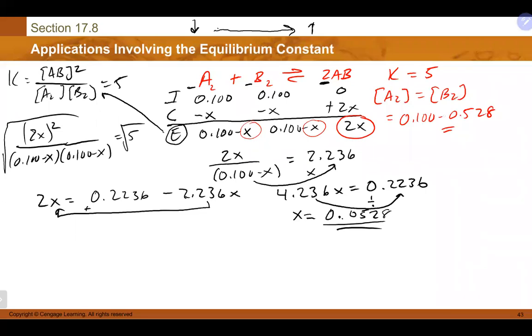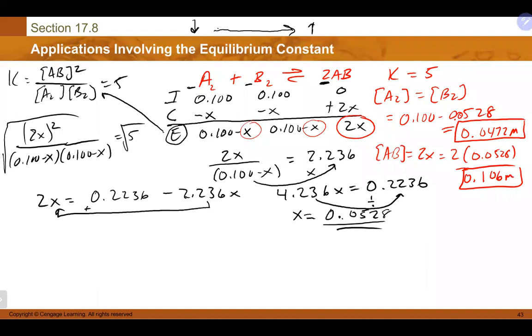Let me list a 0 there as well. 0.1 minus 0.0528 gives 0.0472 molar, as it is a concentration. You would need that. And our AB here would equal 2 times X, which is 2 times 0.0528. That's going to give us 0.106 molar for that species.